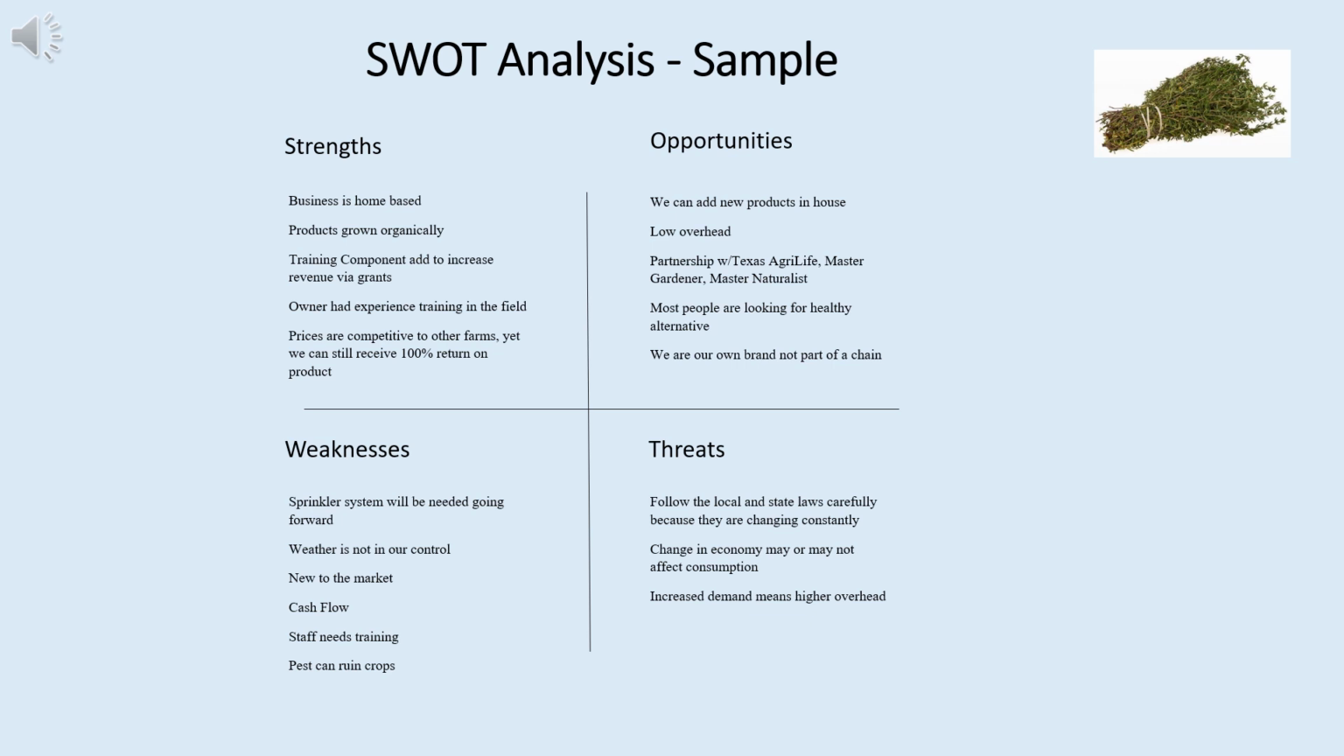Threats are potential factors that could harm the business. Examples. Follow the local and state laws carefully because they are changing constantly. Change in economy may or may not affect consumption. Increased demand means higher overhead. These are just some of the issues I listed in my SWOT analysis, but I am sure there are many more items you can list in each section.